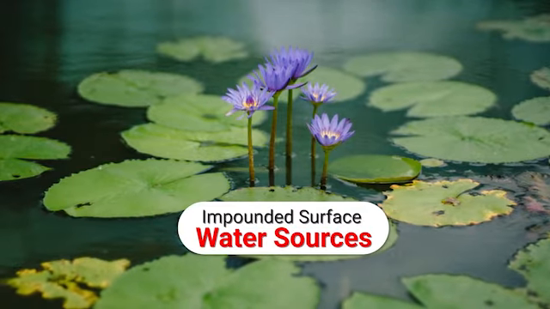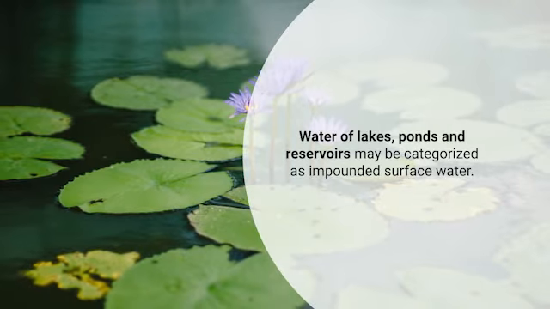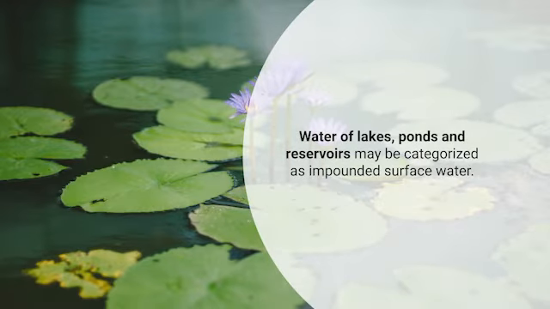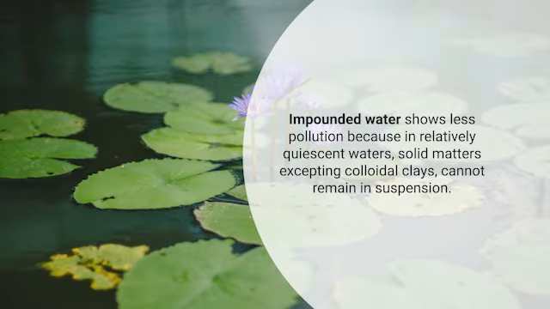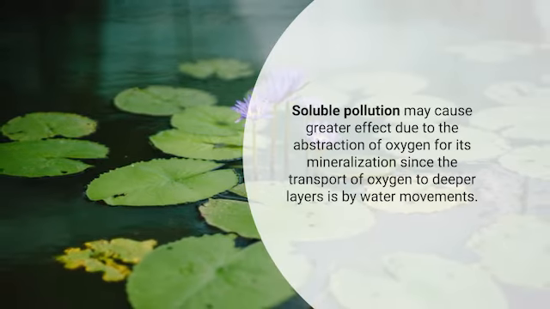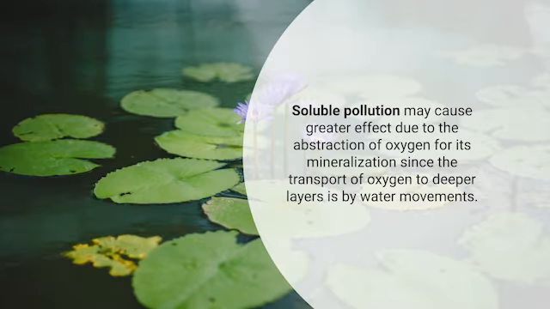Impounded surface water sources. Water of lakes, ponds, and reservoirs may be categorized as impounded surface water. Impounded surface water shows less pollution because in relatively quiescent waters, solid matters excepting colloidal clays cannot remain in suspension, so they settle down. However, soluble pollution may cause greater effect due to the abstraction of oxygen for its mineralization, since the transport of oxygen to deeper layers is by water movement.